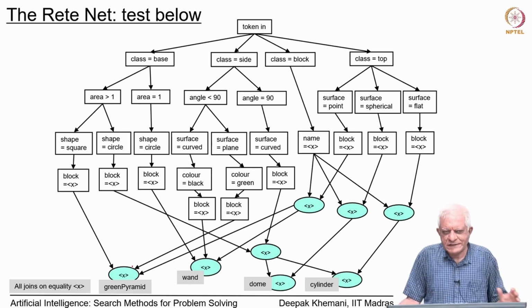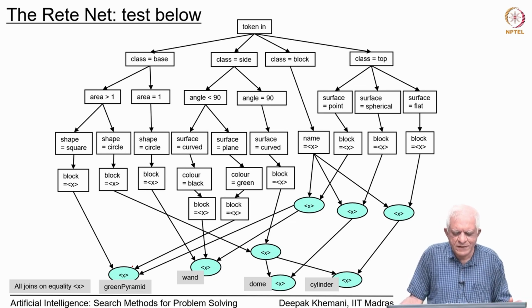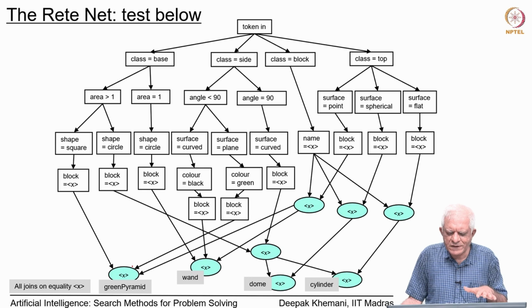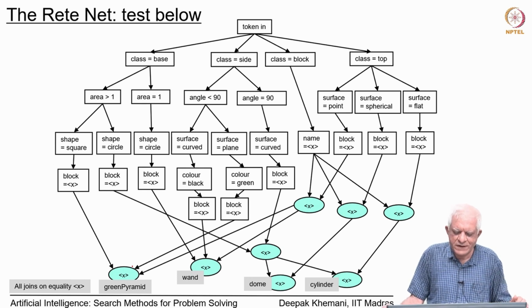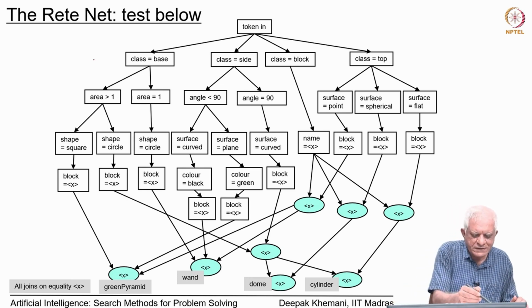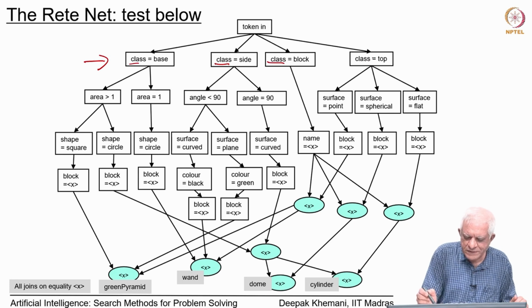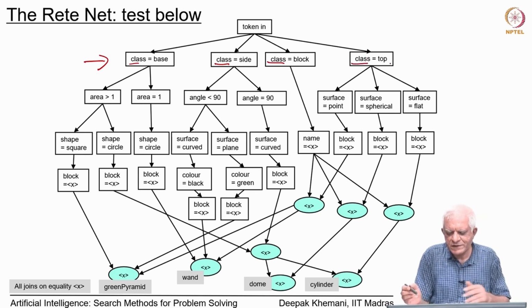Remember that the way the algorithm operates is that we put in positive tokens or negative tokens as the case may be. In our case, maybe they are just positive tokens here, because there are no delete actions. So, we put the token and it travels down the network. What is the first test it does? The first level test it does is on the class name. So, the class is either base or side or block or top essentially.